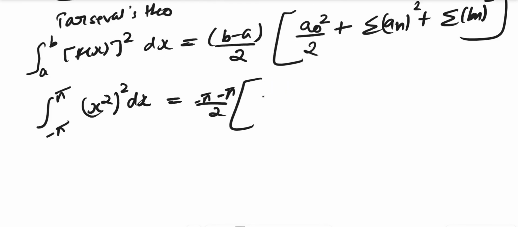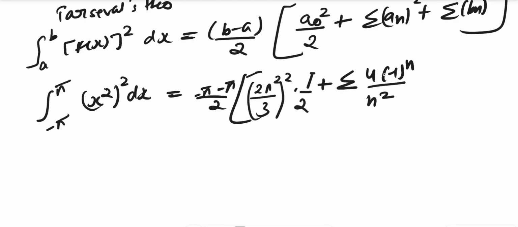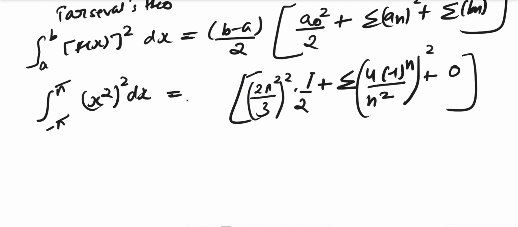a naught is 2 pi square divided by 3 multiplied by 2 and the whole square of this term, plus summation an was 4 minus 1 raised to the power n divided by n square, its whole square, plus bn was 0, so this term becomes 0. And here there is one mistake, b is pi and a is minus pi, so it is pi minus minus pi divided by 2.